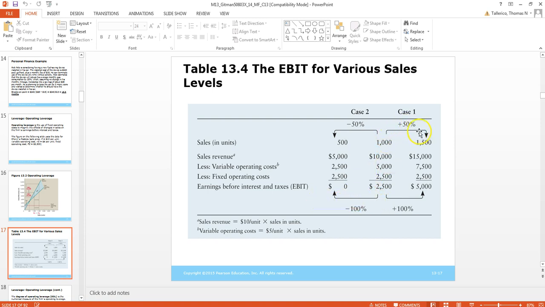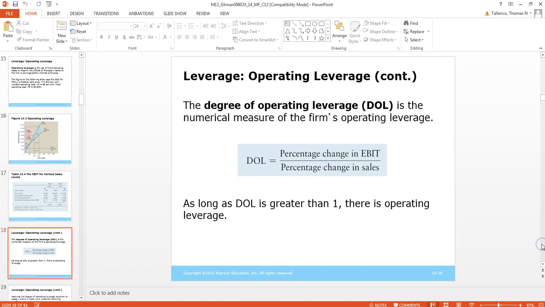Likewise, if you go up by 50% from the 1,000 units sold, you've gone up 100% in EBIT, as you can see here. And here are the equations that solve that. Here's your variable cost per unit, and here's your fixed operating costs. This analytically shows you the graph that we saw on the previous slide.